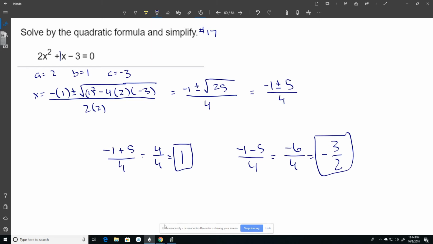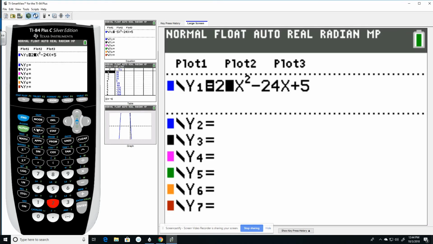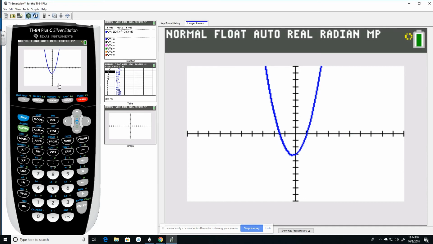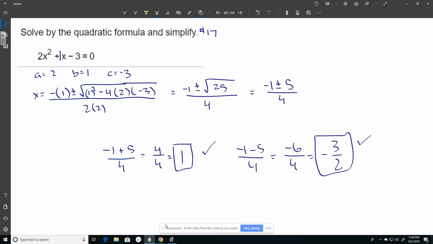If I want to check my work, I can plug this into my calculator, and I want to cross at 1 and a little bit bigger, or I guess at -1.5. So if I go here, 2x squared, let's clear this whole thing out. 2x squared plus x minus 3. And when I graph that, again, I'm looking that I hopefully cross at 1 and -1.5-ish. So if I look at my graph here, I cross at 1, perfect, and right in between -1 and -2. So I feel good about those answers as well.